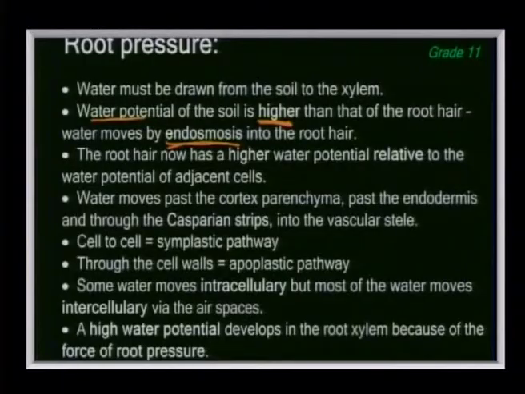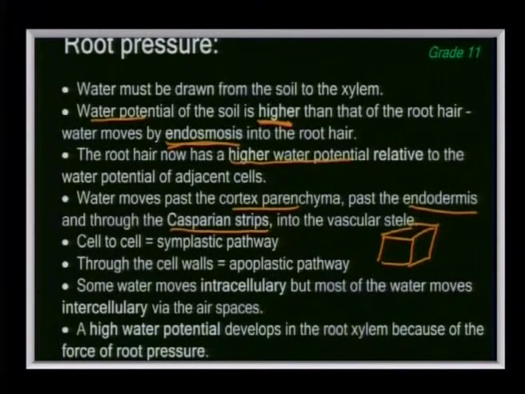So endosmosis, the root hair now has a higher water potential relative to the adjacent cells. So the water moves from the root hair to the cortex parenchyma, past the endodermis, through the Casparian strips. Just a reminder, the Casparian strips of the endodermis, the cells look like this. And they've got the Casparian strip all the way around here. So it channels the water in here and out here to the xylem vessels. Those Casparian strips, people, remember, very important. And then into the vascular stele. The vascular stele is where the xylem is.